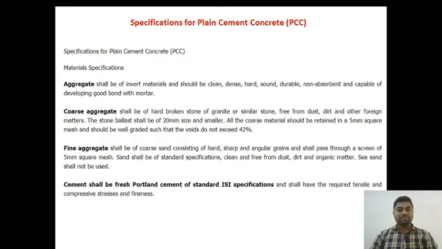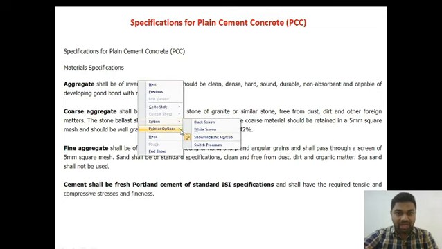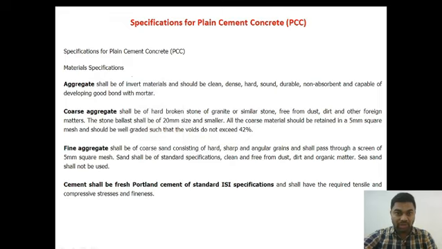When we talk about the specification for plain cement concrete, PCC, what materials do we have to use in the PCC? The first is aggregate. Aggregate shall be of inert materials and should be clean, dense, hard, sound, durable, non-absorbent and capable of developing good bond with mortar. The aggregates should be inert. What do we mean by inert? This is not invert, it is inert.